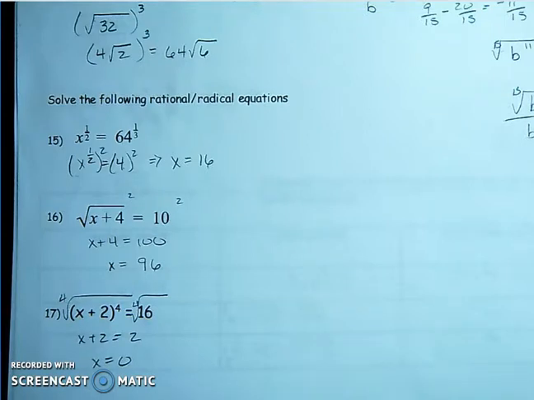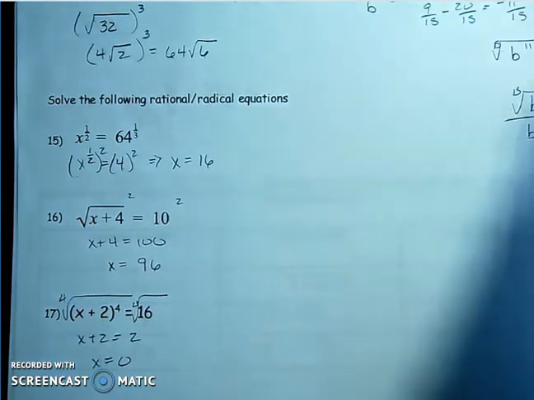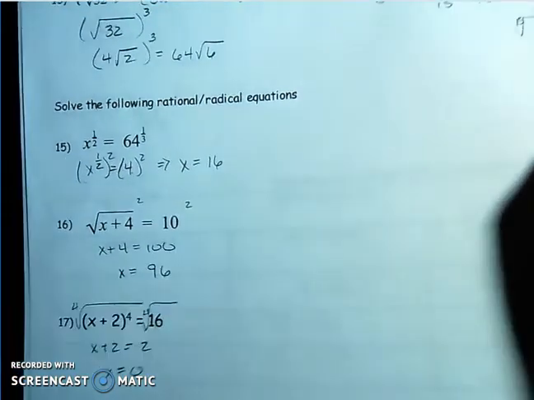In 17, we have x plus 2 quantity to the 4th power equals 16. The reciprocal of 4 is 1/4, so you can raise it to the 1/4 power, but remember that's always the 4th root. So that gives us x plus 2 equals 2, because the 4th root of 16 is 2, giving us x to be 0. If you have any questions on 15, 16, or 17, please ask Ms. Lewis now.